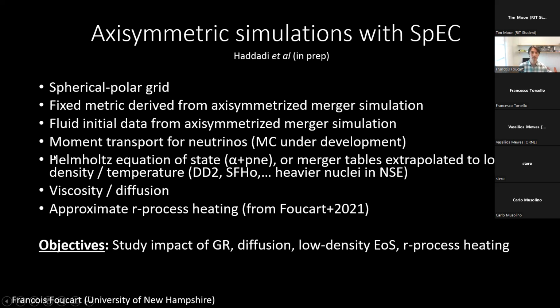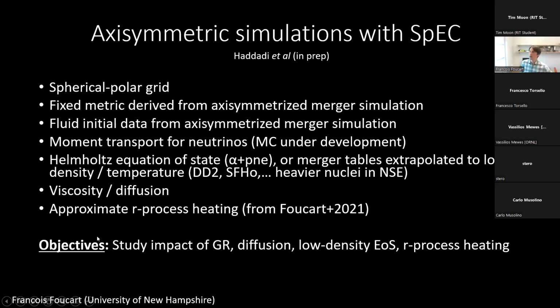As in Rodrigo's simulations, our base choice for the equation of state was to use the Helmholtz equation of state, which includes alpha particles and protons and neutrons for the baryons. But we also have an option to instead use an extrapolation to low density of the DD2 equation of state, which also includes heavier nuclei, assumed to be in nuclear statistical equilibrium. In some simulations, as we'll see, we will add that extra diffusion term for the composition and for the entropy.